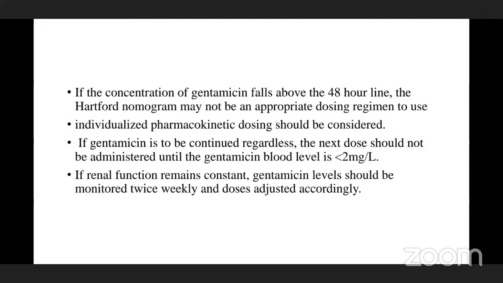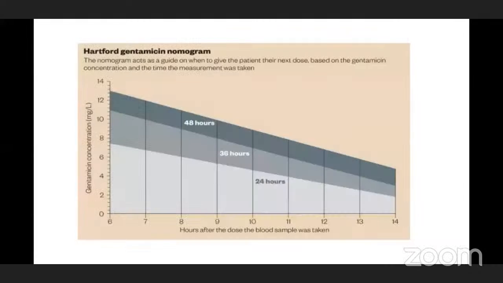So if a patient is given gentamicin and after 24 hours the level is still not below 2 milligrams, you should wait and check again until the level is below 2 milligrams per liter. If the trough concentration is not below 2 milligrams per liter, that will increase the patient's chances of having nephrotoxicity and ototoxicity. If renal function remains constant, gentamicin levels should be monitored twice weekly and the dosage adjusted accordingly. And this is also an example of the Hartford nomogram.